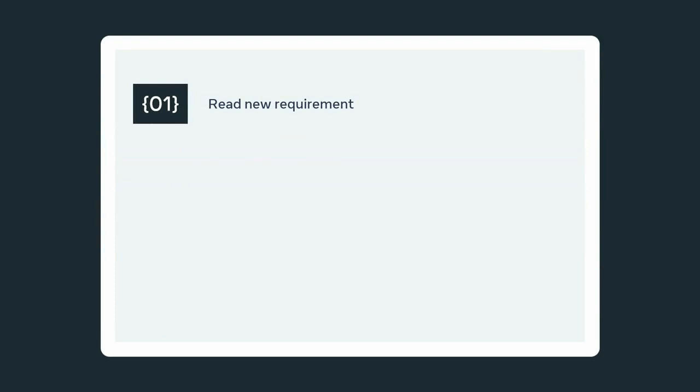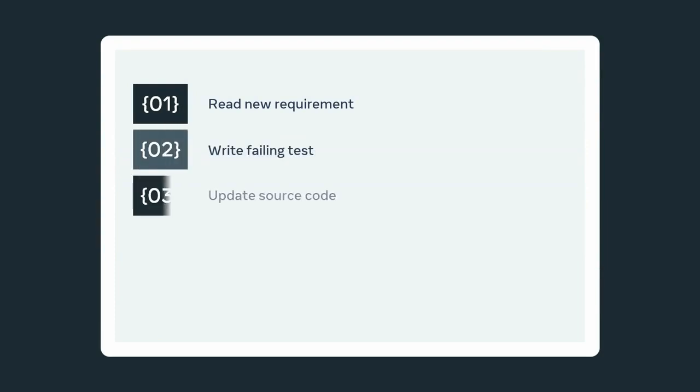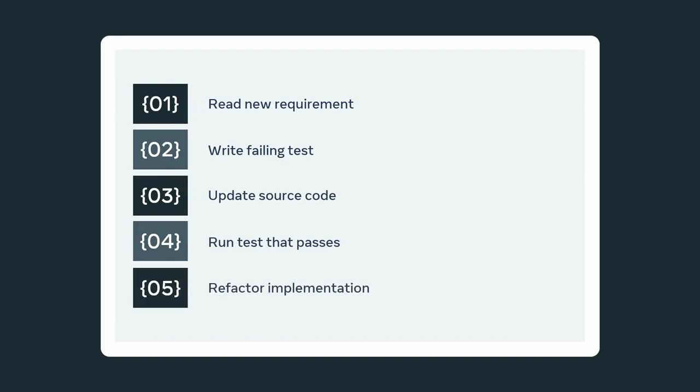As a member of the development team, your task is to read the requirements for the software that you are writing. The requirements are passed to you by the project manager, so you get your first task for the day and start coding the TDD way. First, you read the new requirement. Next, you write a failing test. Then you update your source code so it resolves the requirement. After that, you run a test that passes. Finally, you refactor your implementation.